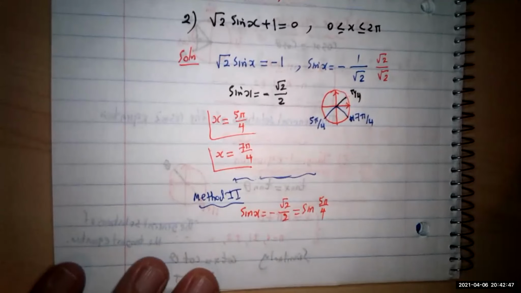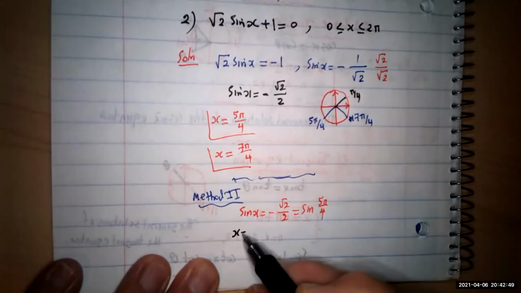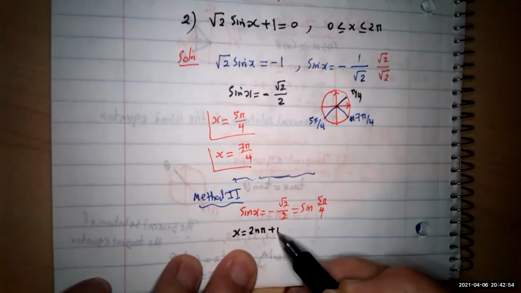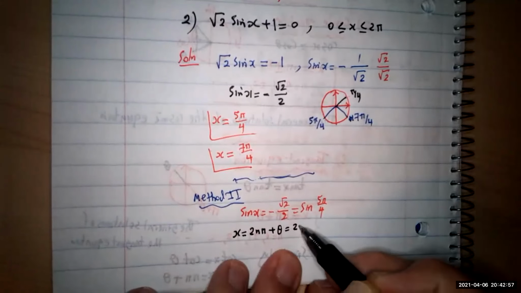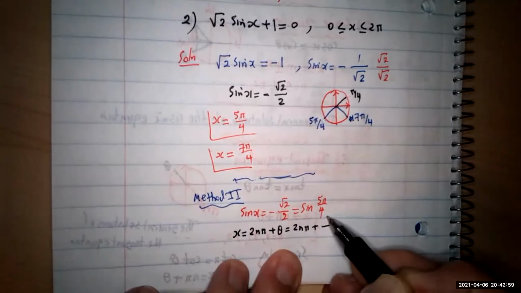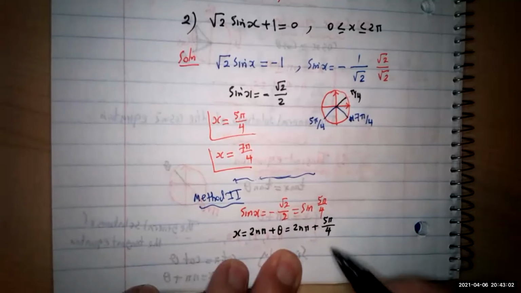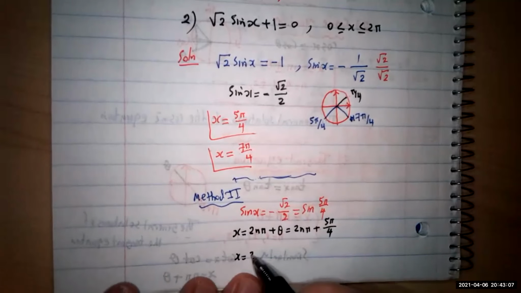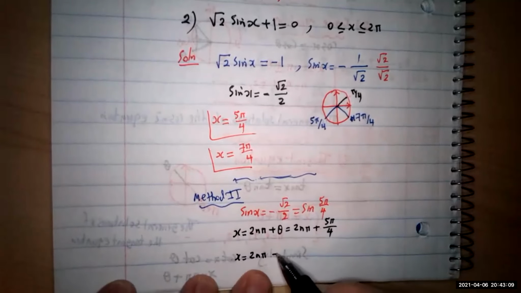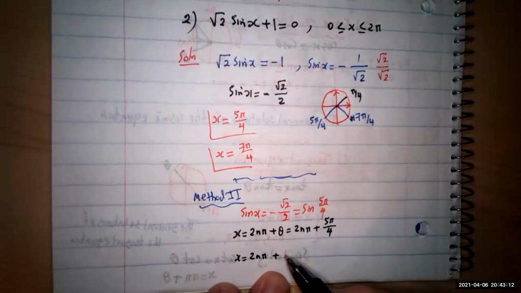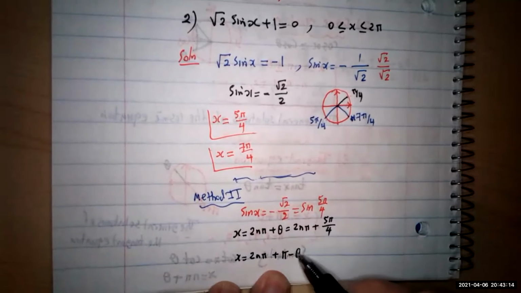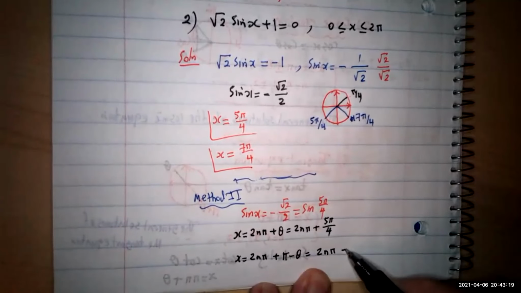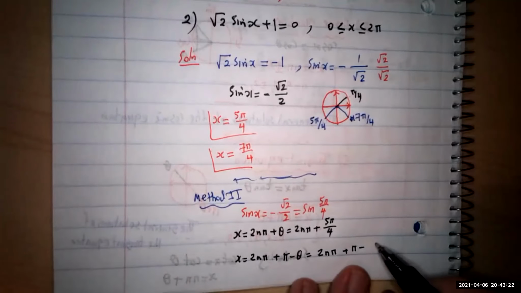What was the general solution? The general solution is x equal to 2n pi plus theta, which is going to be 2n pi plus 5 pi over 4. So this is one group of the solution. The other solution was x equal to 2n pi plus pi minus theta. So it's going to be 2n pi plus pi minus 5 pi over 4.